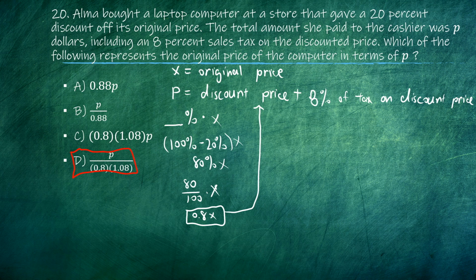And to calculate the tax, once again, we have 8% of the discounted price, right?